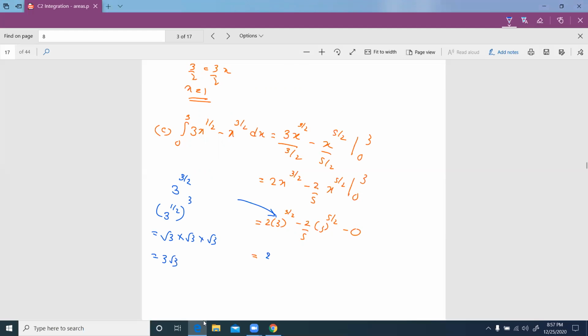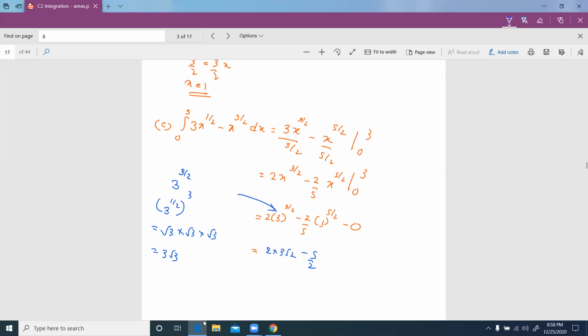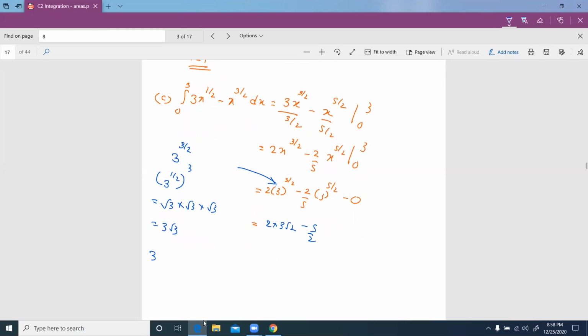Right. That is, you can say 2 times 3 root 3. Minus 5 over 2 times 3 to the power 5 over 2. The same technique I am using. 3 to the power 5 over 2, you can say 3 to the power half, to the power 5. That is root 3 into root 3 into root 3 into root 3 into root 3. So this is 3, this is also 3, into root 3. That is 9 root 3.